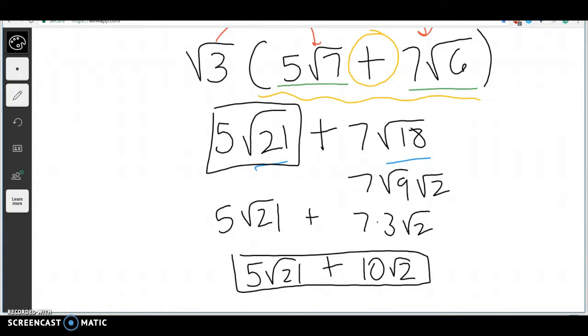The reason I know that this is my final answer is that this square root and this square root are different, so I can't add them. And I've simplified as far as I can go. 21 only breaks up into 3 and 7, and we don't know those square roots. And 2 doesn't break into anything except 2 and 1, and I don't know those square roots either. So that would be my final answer. Let's try another one of these problems.